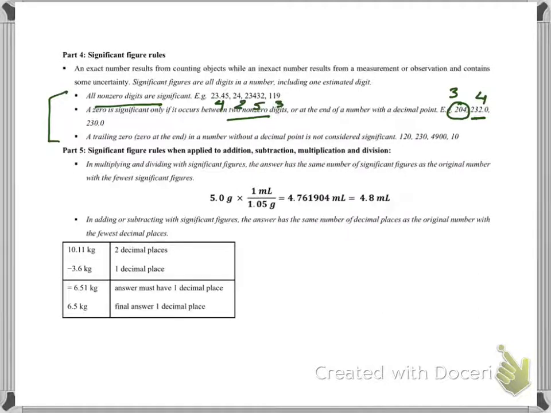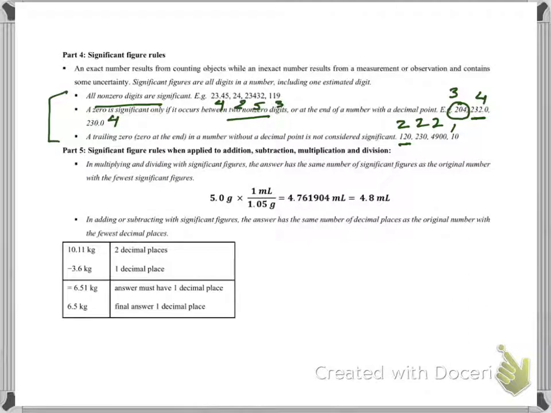Are both these zeros significant? Yes. These are the zeros at the end. And is there a decimal in the number? Yes. So both zeros are significant. So this also has 4 significant figures. A trailing 0, the 0 at the end in a number without a decimal point, is not significant. So here we have a 0 at the end, but there is no decimal. So there are 2 significant figures. This has 2 significant figures, 2 and 1 significant figure.